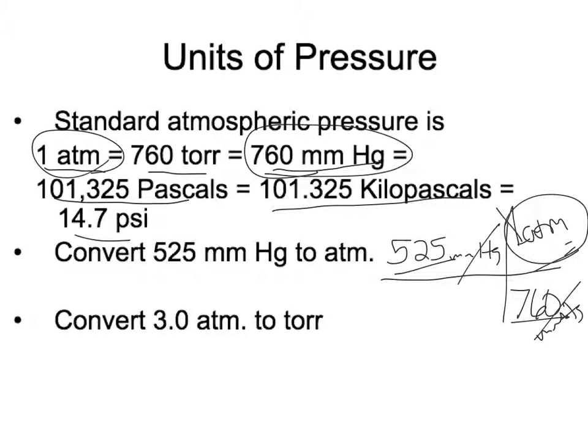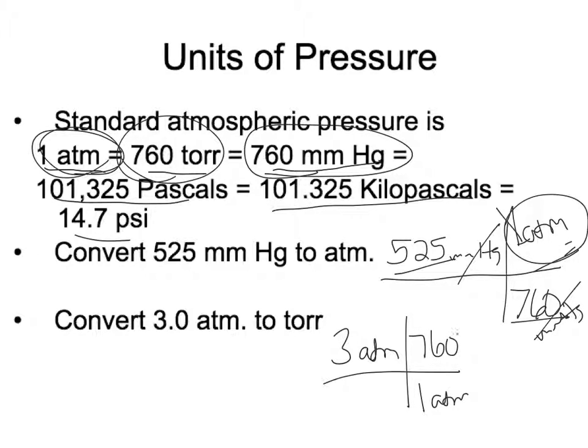Let's say I wanted to go from atmospheres to torr. Well, I would take atmospheres. I'd go up here: 1 atmosphere is 760 torr. And so now I would take 3 times 760 and get my pressure in torr.